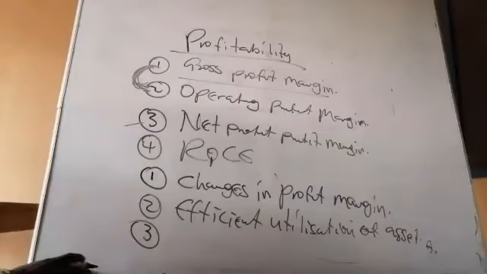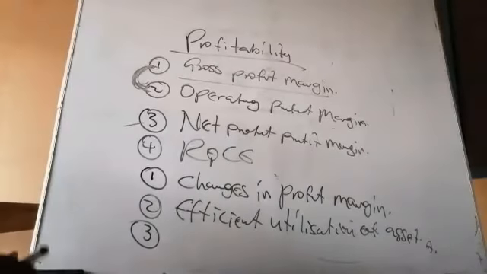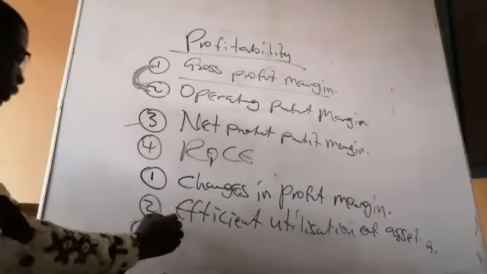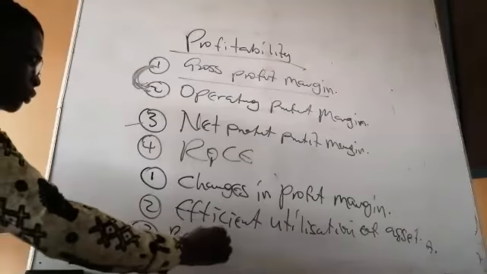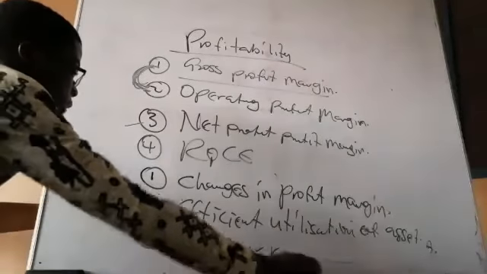Three, maintenance and replacement of assets, worn-out assets. So regular or routine maintenance.